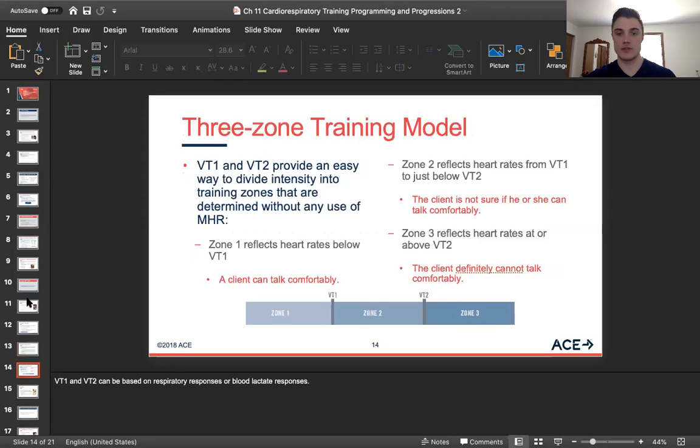All right, we have the zones. We've also gone over this, but we have zone 1, zone 2, and zone 3, and they're all in relation to where the ventilatory thresholds are. And again, we're talking about the talk test. So we'll move on from that.